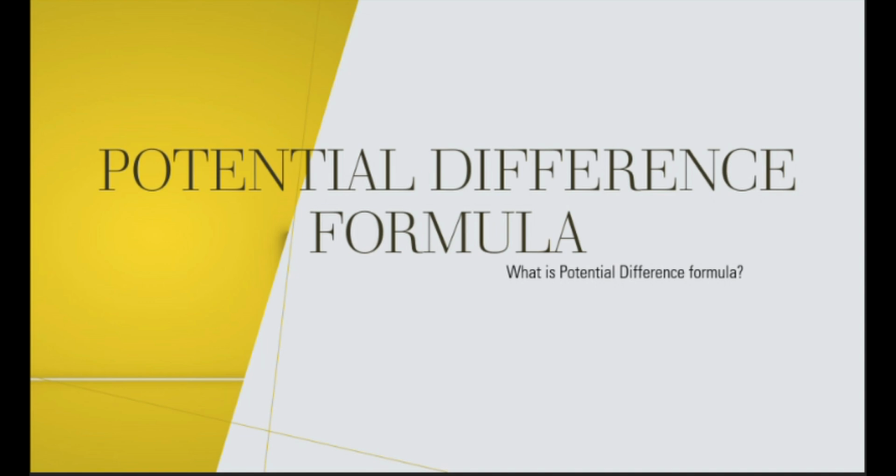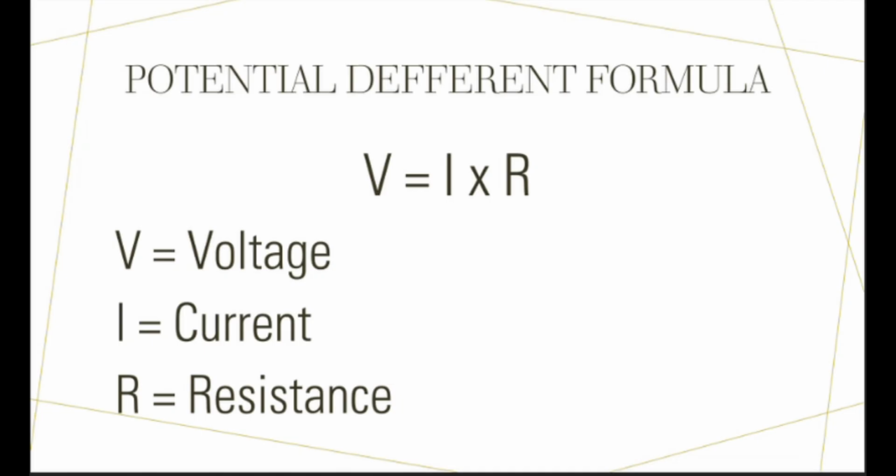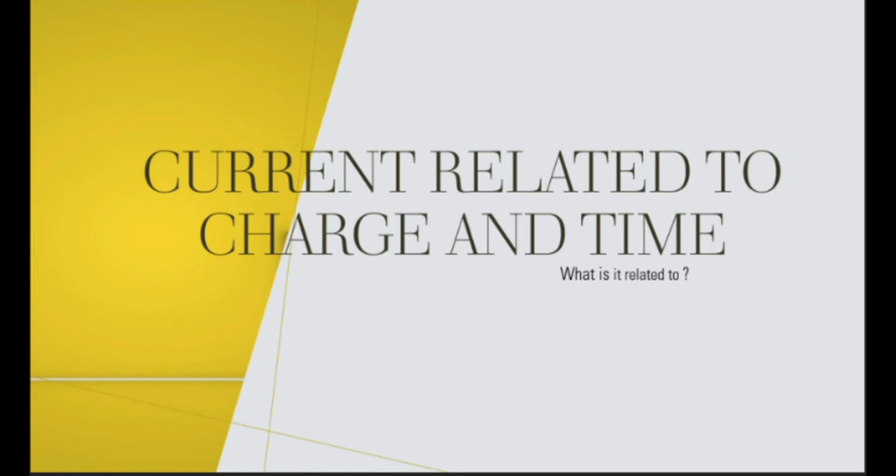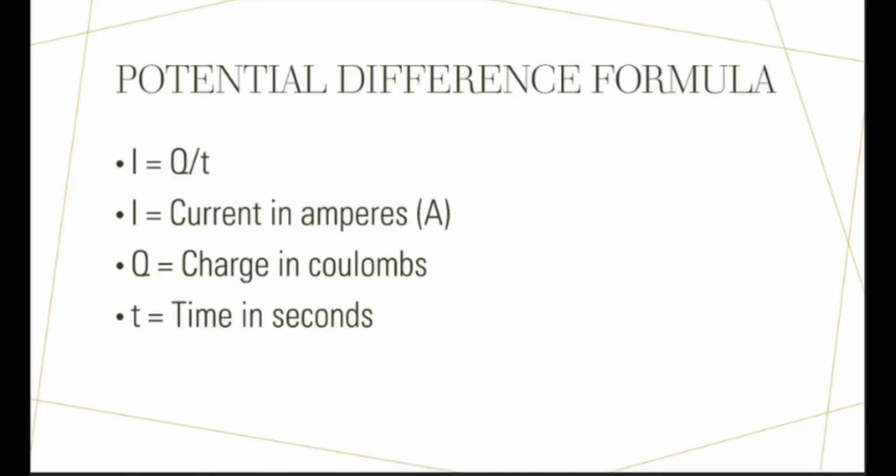The potential difference, which is the same as voltage, is equal to the amount of current multiplied by resistance. The formula that relates current to charge and time is I equals Q over T, where I equals current in amperes, Q equals charge in coulombs, and T equals time in seconds.